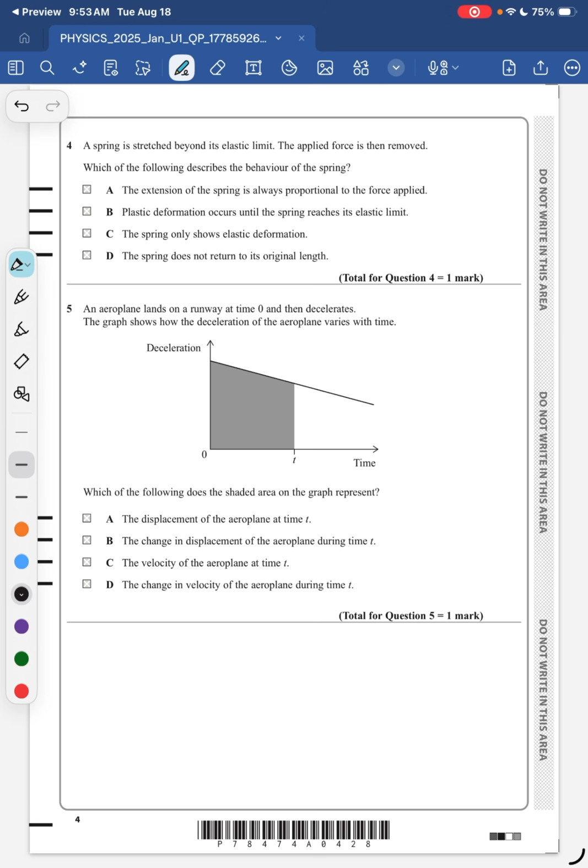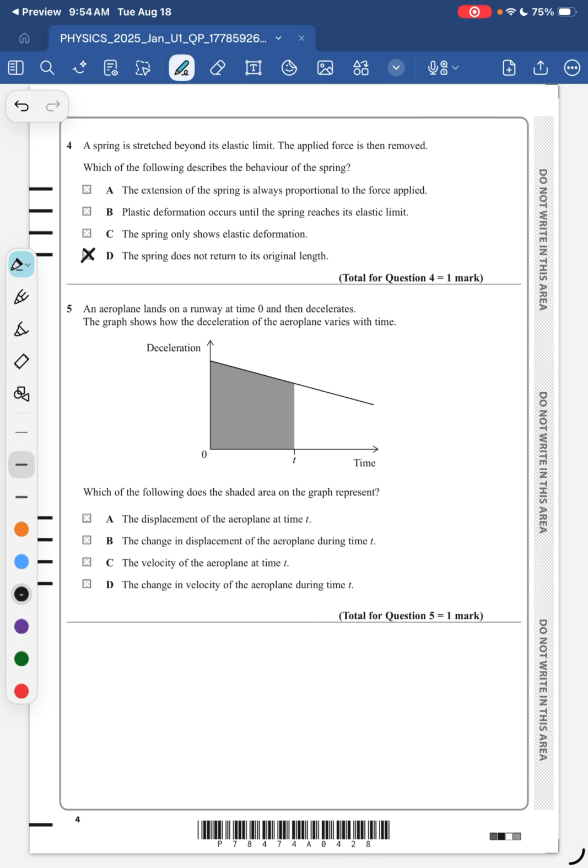C, the spring only shows elastic deformation. That's wrong because we go beyond the elastic limit. And then D, the spring does not return to its original length, which is the correct answer, because beyond the elastic limit we get plastic deformation. So any extension of the spring is permanent. Okay.